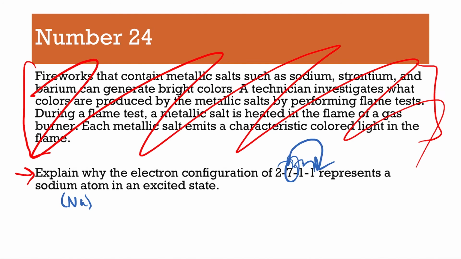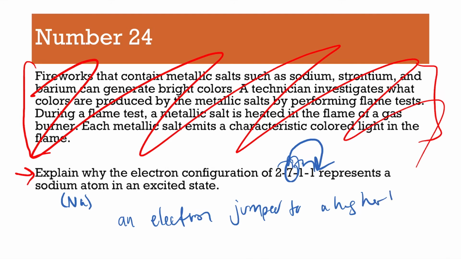So we could say an electron jumped to a higher level. You could also say that an energy level was not full before another shell was created. If you said something about incomplete shells, electrons being jumped, it doesn't match the periodic table, it's not the ground state. All those things would work. There's a few different ways you could word this.